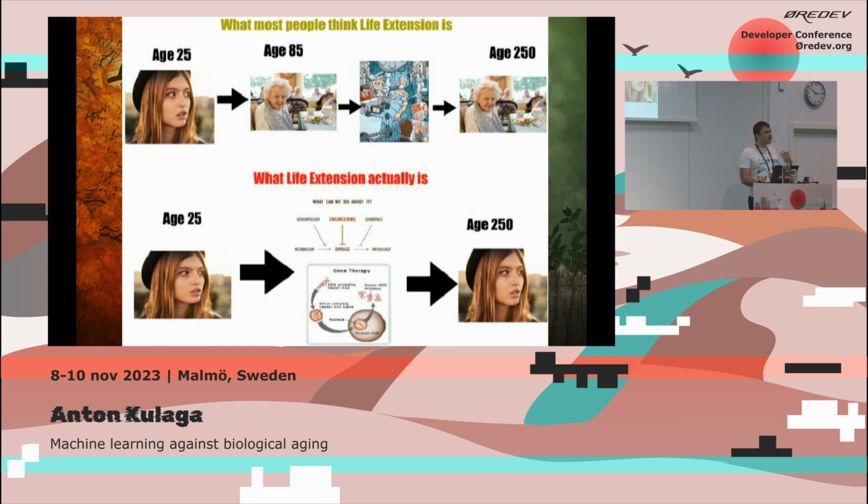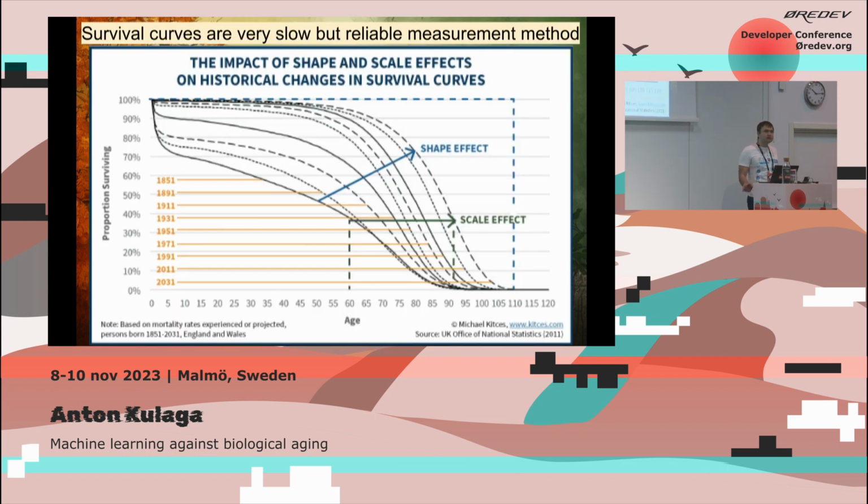We also need to understand, because it's not like magic where tomorrow you are old and then you are young, that we have to somehow measure if we are doing well or not. So here is a lifespan curve, also known as the Kaplan-Meier one. It's actually the most robust but the slowest way to measure.